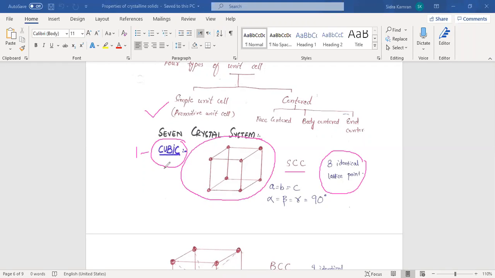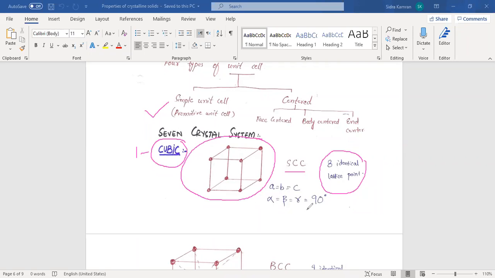Cubic system has all 4 types of unit cell: simple centered, face centered, body centered, and end centered. So here you can see cubic system. Alpha, beta, gamma are equal to 90 degrees in simple centered cube, and A, B, C edge lengths are also equal in simple centered cube. This is the first system of crystal system, cubic system.